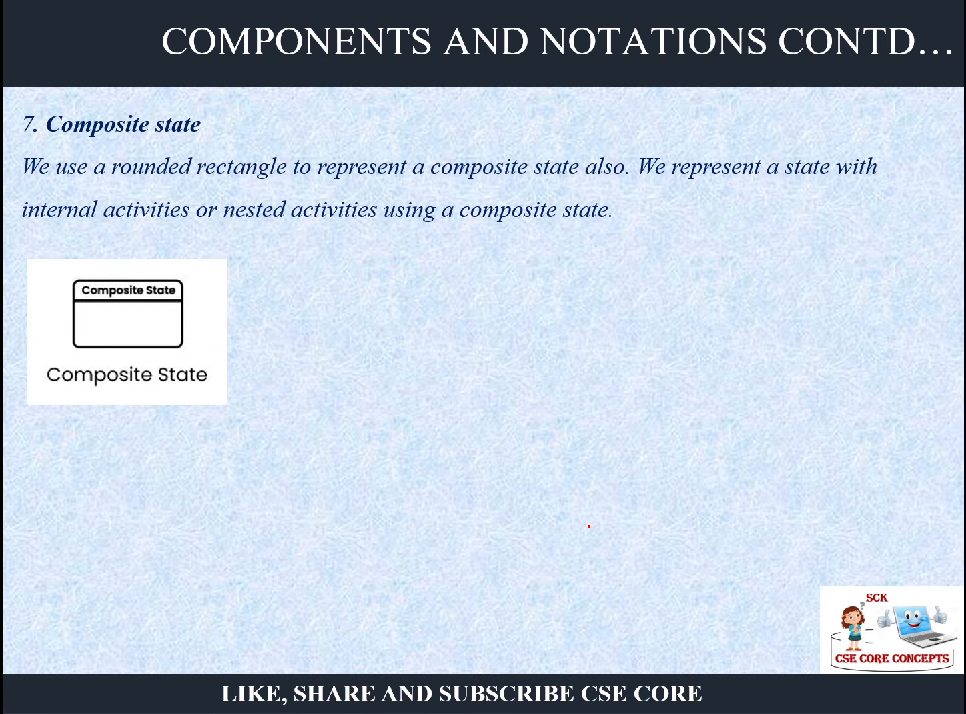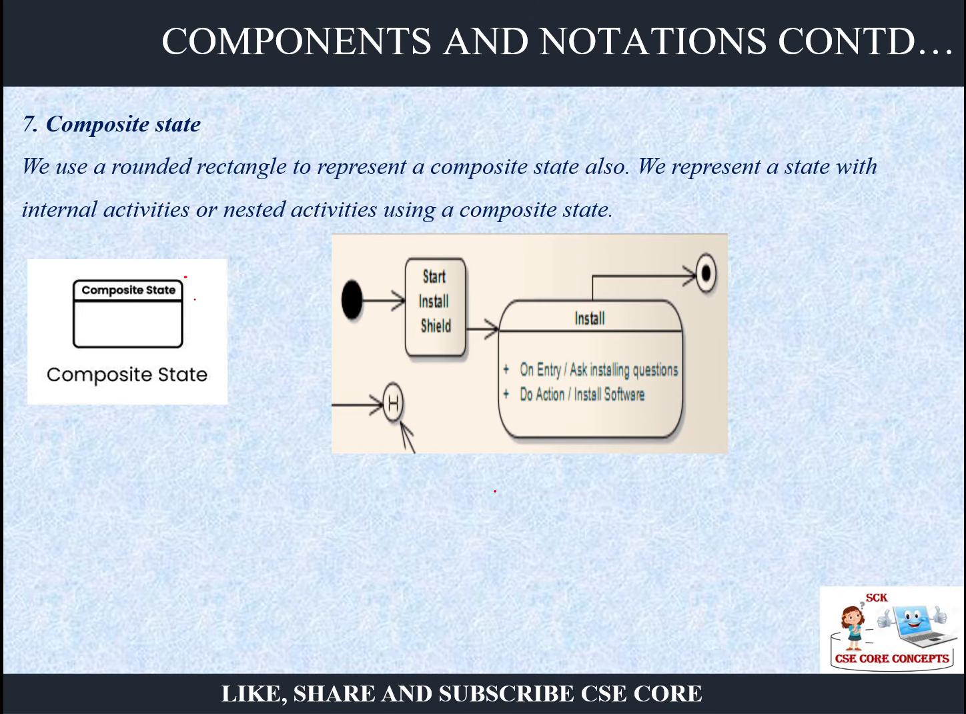Then comes your composite state. Composite state means you are using the rounded rectangle and you can see a line here because you are representing the internal activities in this composite state. Let's say for example, installation. This installation is one state. Now in the installation state, you are doing some activities. So on entry, ask installation questions, like how many drives you want to split; do action, install the software, and many such.